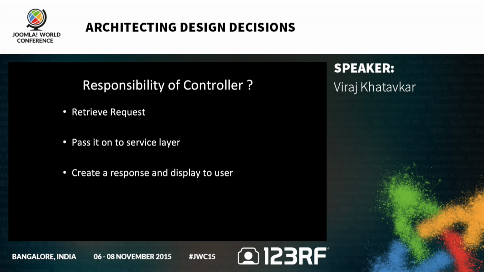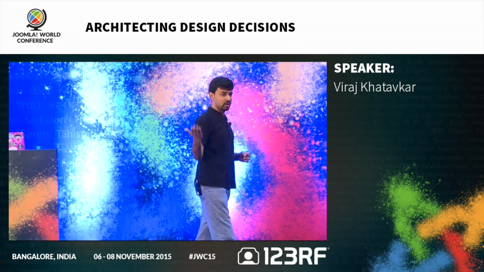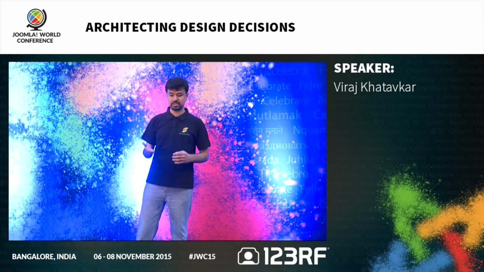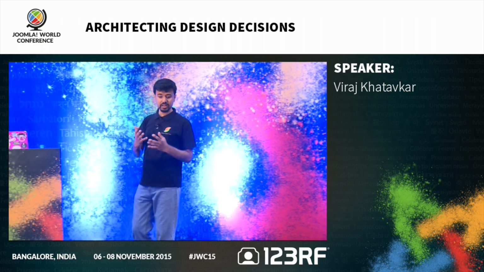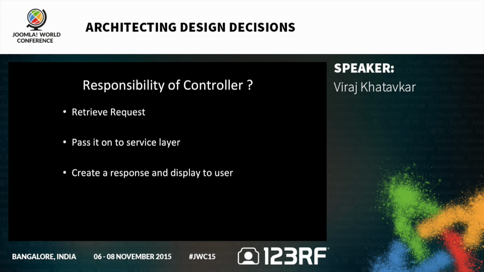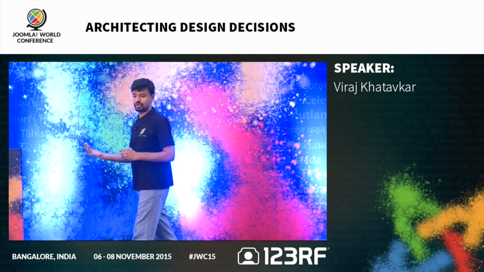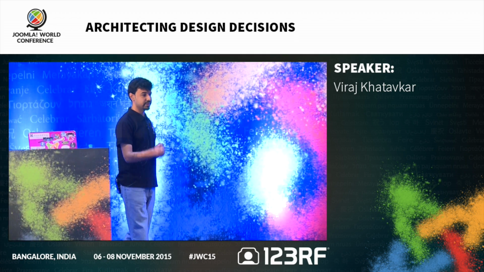The service layer will do a set of sequential tasks, like migrating it to the database or doing some processing or business logic, and then the controller will create a response and display it to the user. The response can be in the form of a view, a JSON, a CLI response or something like that. If we condense it: retrieve a request, pass it on to a service layer, and then create a response and display it to the user. That's what controllers should be concerned about.